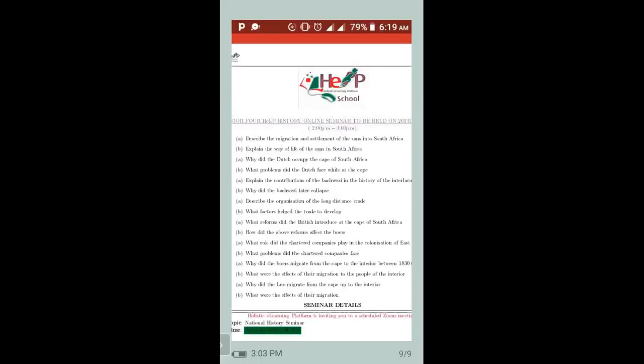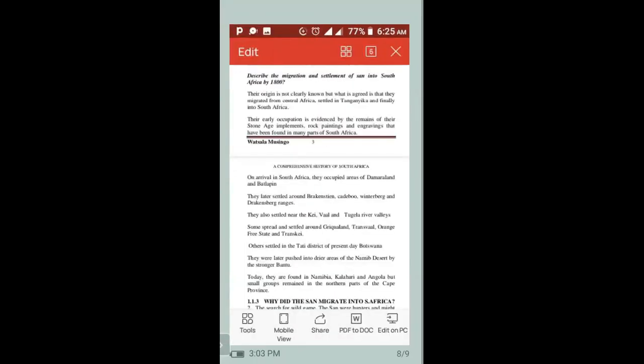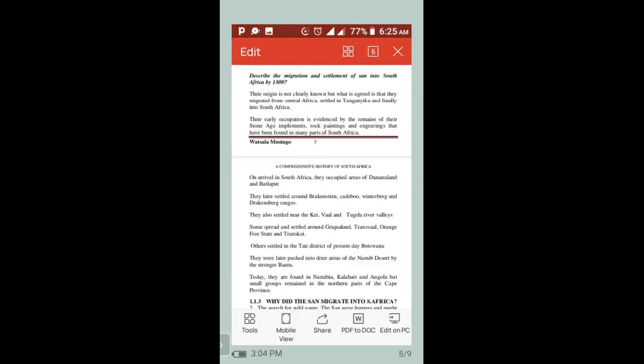So, good afternoon, fellow students. I'm going to discuss number two of South Africa. Number one A is describe the migration and settlement of the San into South Africa. So, we know that the San are part of the group called the Khoisan family.